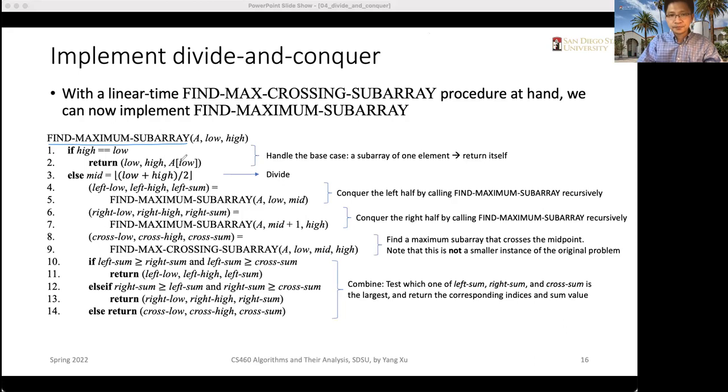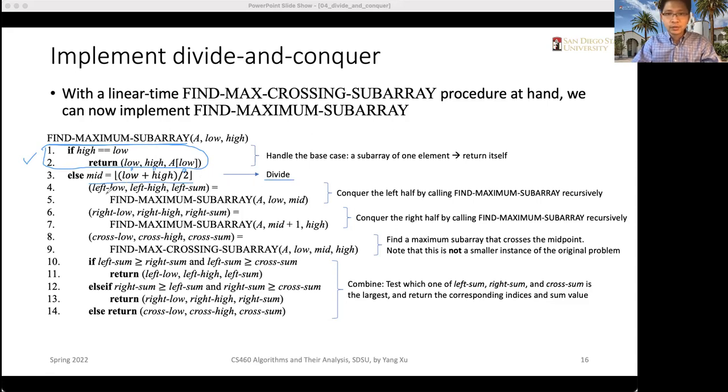So first of all, if a sub-array contains only one element, that's what the first line of code deals with, right? It will directly return the current indices and the current element in the array. So this is the boundary case of the recursion. Otherwise, we need to divide it, right? We need to find the midpoint, right?